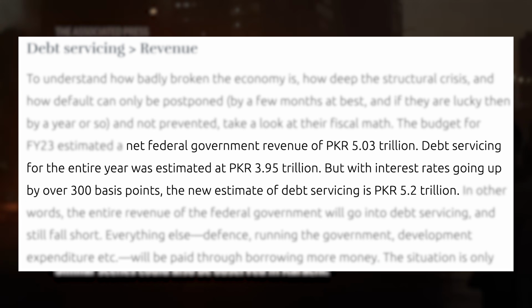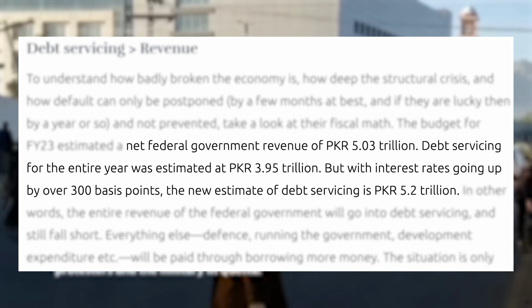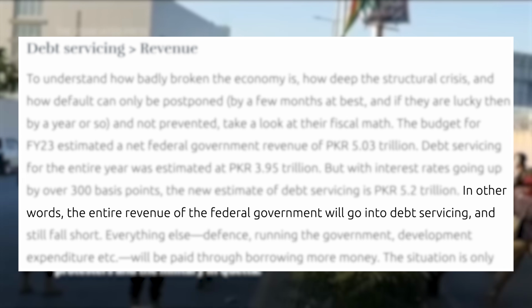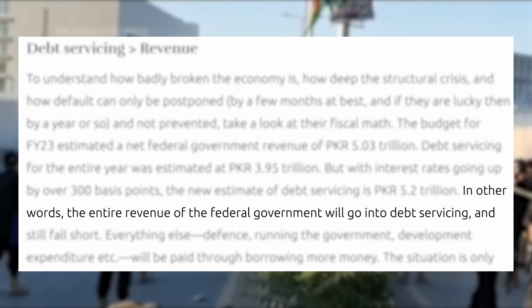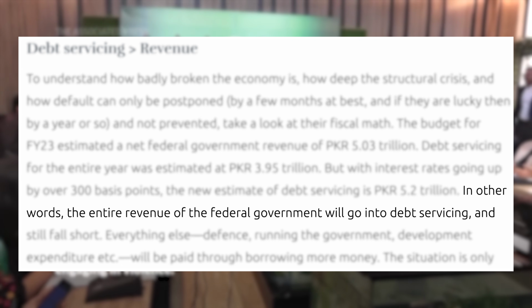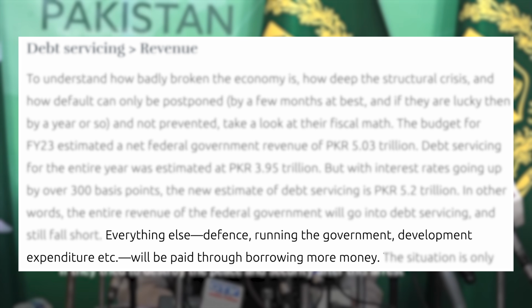In fact, in fiscal year 2023, the debt service payments actually surpassed the entire annual revenue of the government, which means all of the tax and other types of revenue collected by the government will go towards simply servicing their debt, while all other government spending such as defense, health, and government staff will be paid for by borrowing even more money.